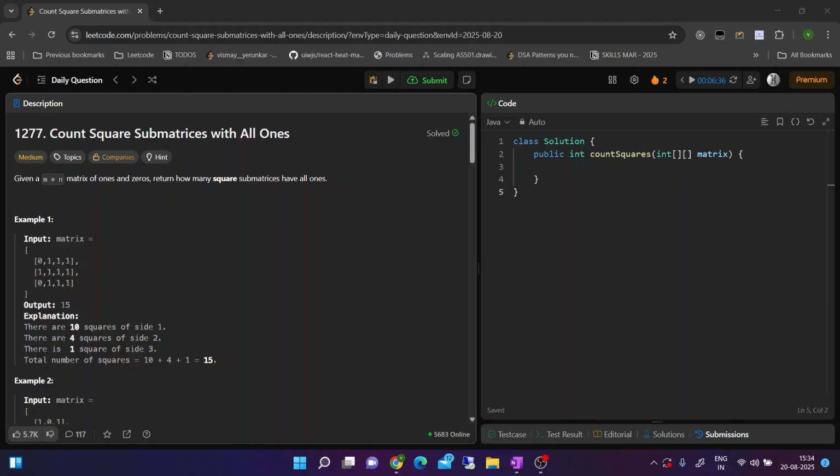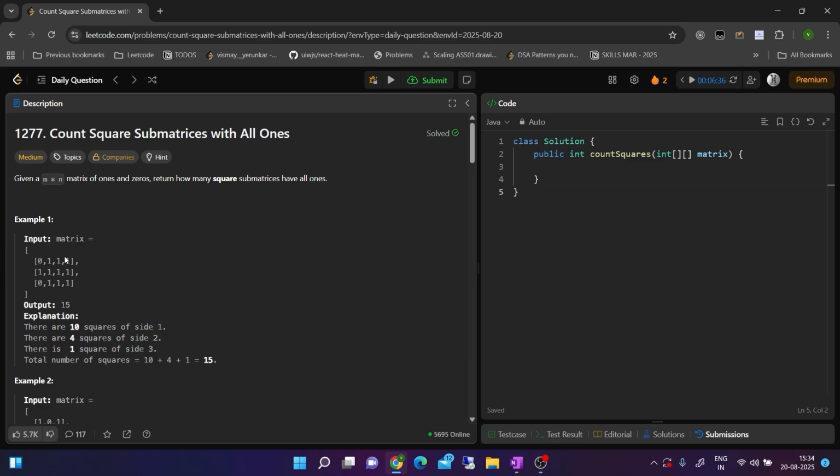So today we will be solving this daily Leetcode challenge, which is count square submatrices with all ones. We are given an n into m matrix of ones and zeros, and we have to return how many square submatrices can be formed. And these submatrices should have all ones in them. Okay, so let's consider this first example.